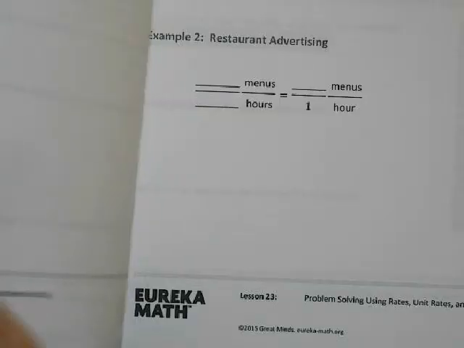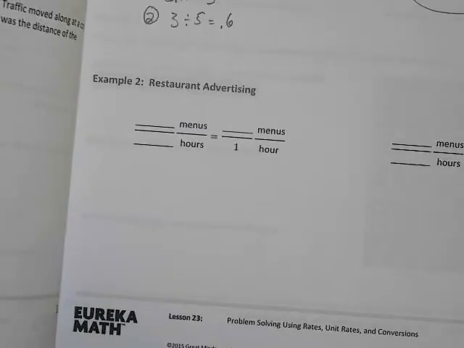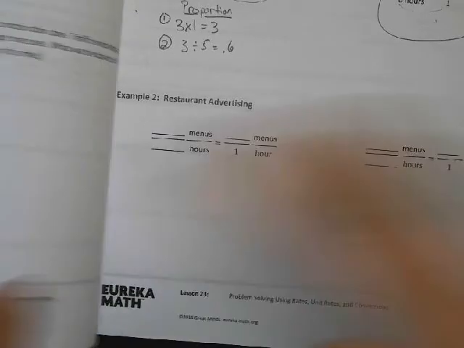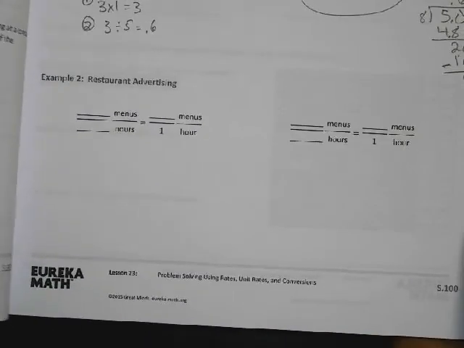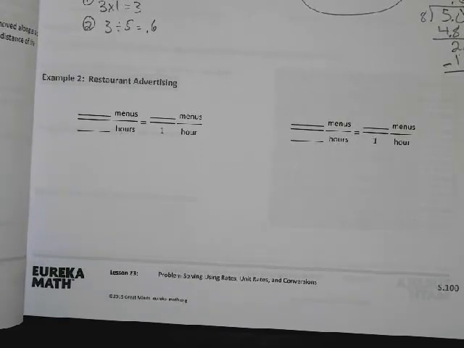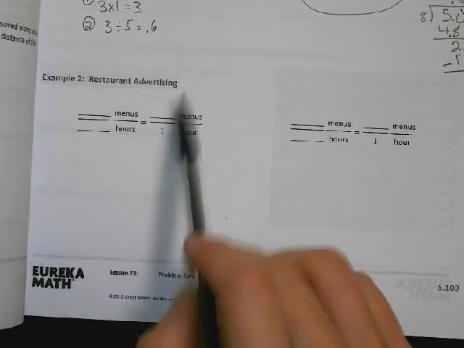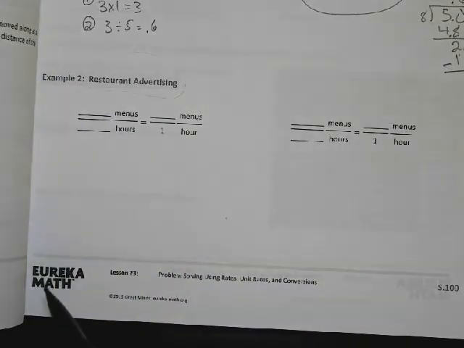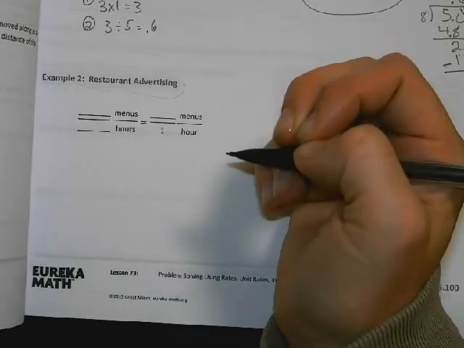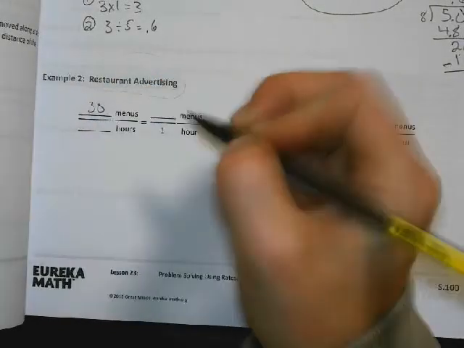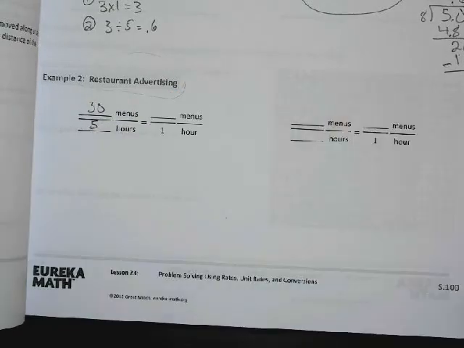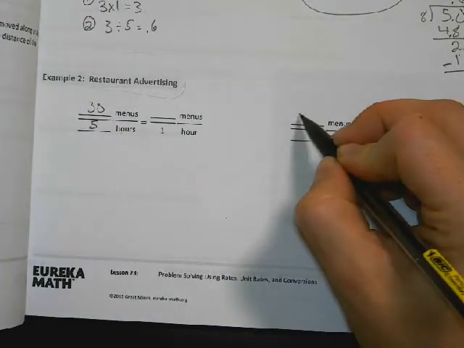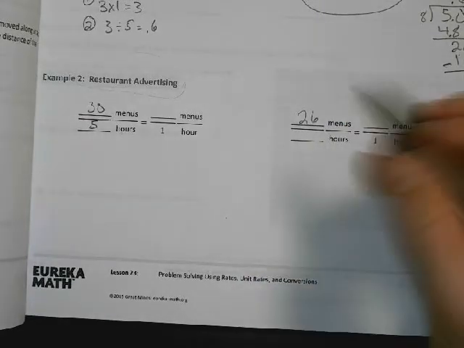Let's go on down to our next example. And while we're doing these examples, please consider which way you feel the most comfortable to solve them, because when you go on to your checkpoint, you don't need to do everything. So we have menus and hours going down, so we get to create this. Let's say that the first person, or the first company, because it's what they're printing, I think, can do 30 menus in 5 hours. And this person is able to do 26 menus in 4 hours.